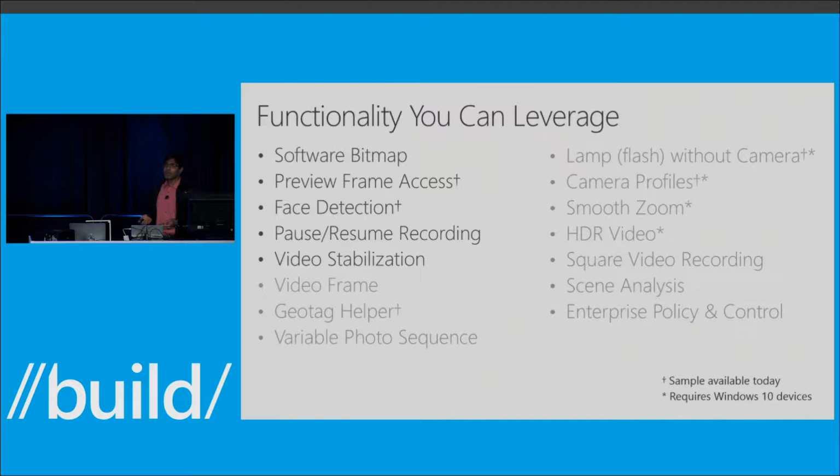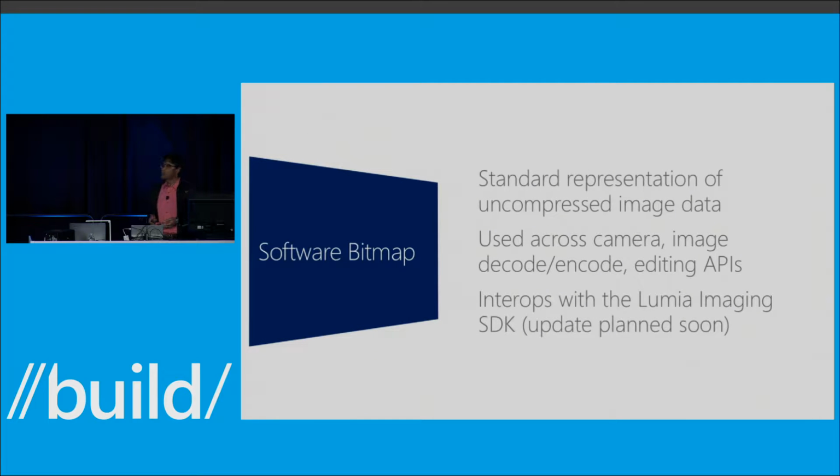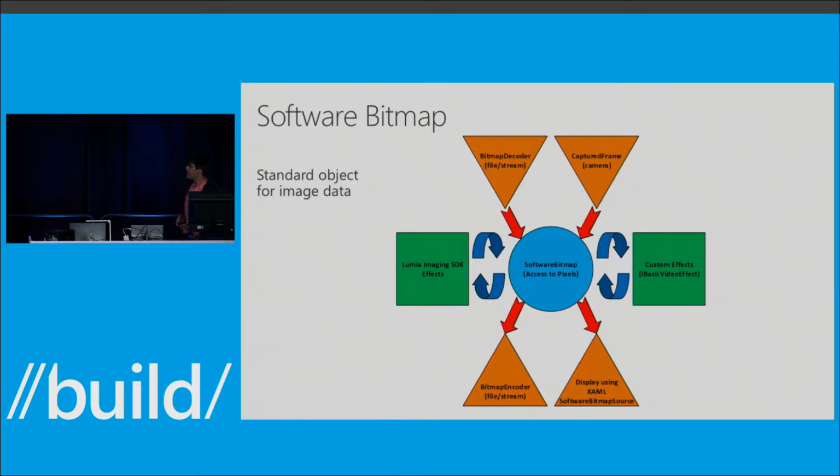First, let's take a look at software bitmap. Software bitmap is a data object representing image data and provides access to pixels. It has very good interop with many of the consumers and producers, which will be evident in the next slide. As you can see in this picture, software bitmap can be produced from an image file or stream using bitmap decoder or from the camera through captured frame. You can also create your own software bitmap in the desired pixel format and size.